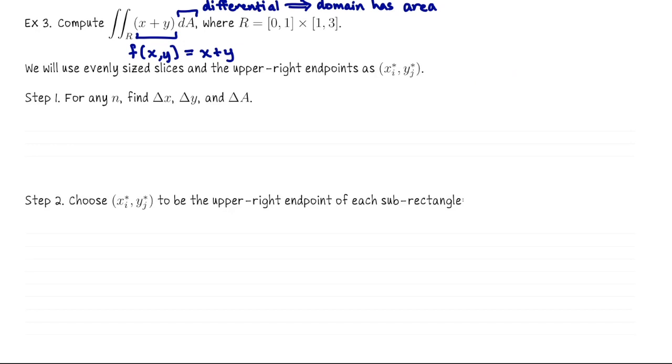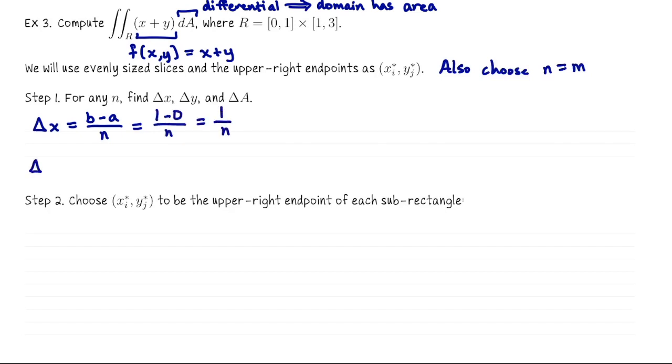Okay, step 1 was to find delta x, delta y, and then we can go ahead and multiply them together to say what the area of each base is. So the width of every single subrectangle with respect to x is delta x equals (b minus a) divided by n. So for this domain, that's going to be (1 minus 0) divided by n. Similarly, delta y is going to be (d minus c) divided by n. So for this domain, that's (3 minus 1) divided by n.